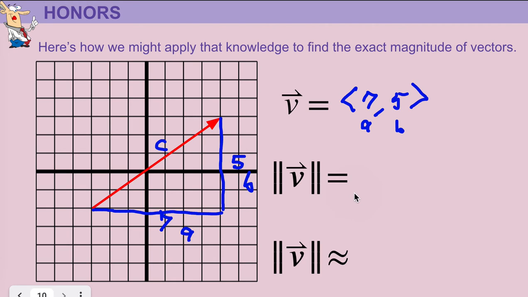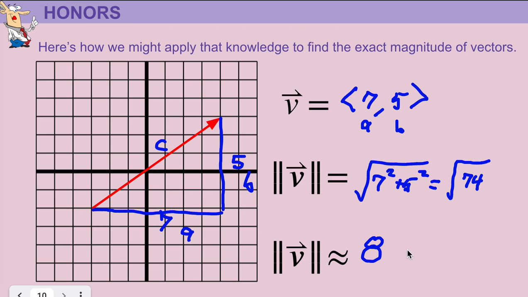So we'll take the square root of 7 squared plus 5 squared. And if we do the inside of the square root, we get 74. So that is 49 plus 25 is 74. And then if we put it in the calculator, we come up with a decimal that goes 8.60, and it goes on and on from there.